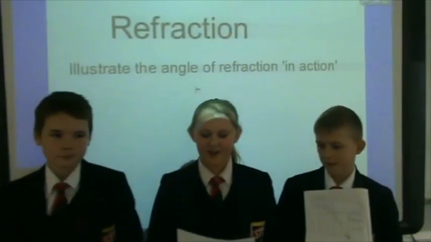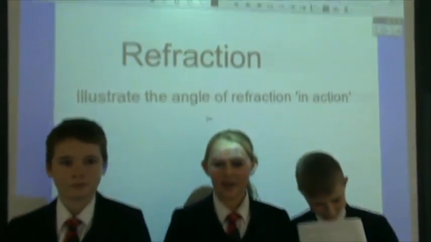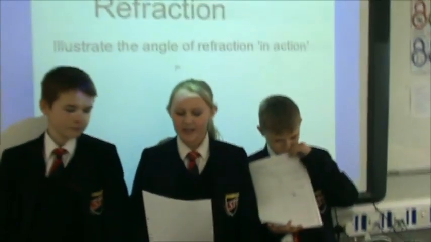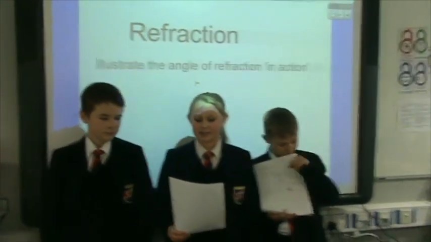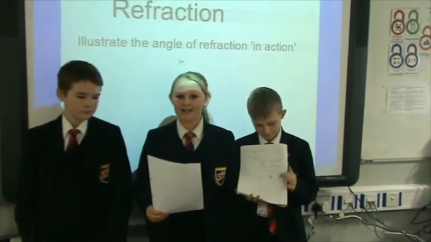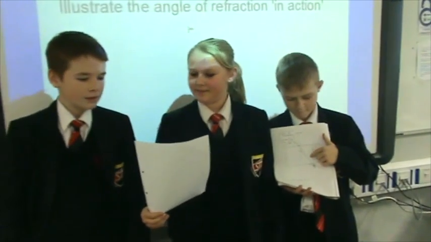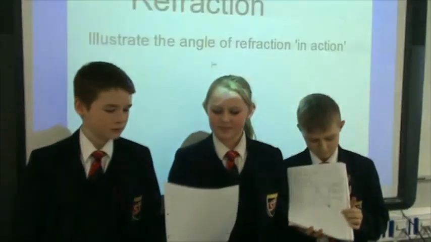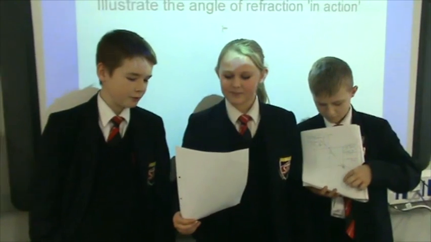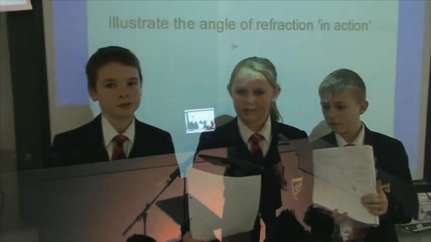Today we learned about the angle of refraction in action and how the incident ray works. The incident ray goes into the glass block and comes out at a smaller angle. This is called the refracted ray, the refracted angle. The angle inside is gone small because the air around it is more dense. Now we have a question for you. If the angle of incidence is 50, what do you think the angle of refraction is?